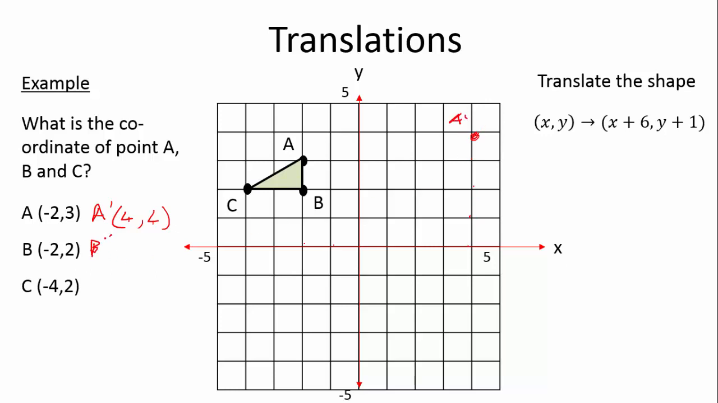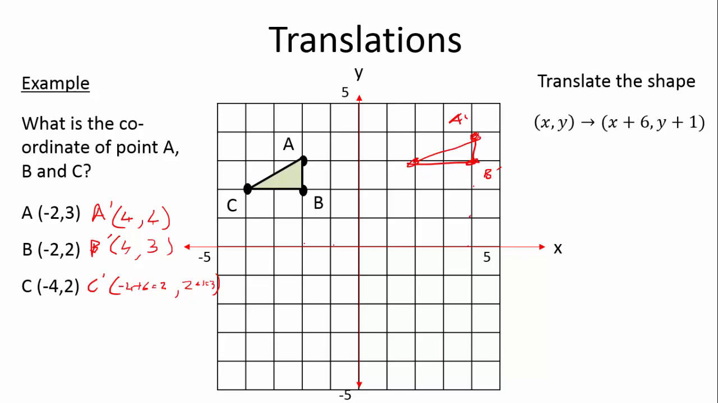What about B dashed? -2 plus 6, that's going to be 4. 2 plus 1 is going to equal 3. So that is just below A dashed. And what about C? C dashed is going to equal -4 plus 6. -4 plus 6 is equal to 2. And then 2 plus 1 is equal to 3. So it's going to be 2 and 3. So 1, 2, 1, 2, 3.